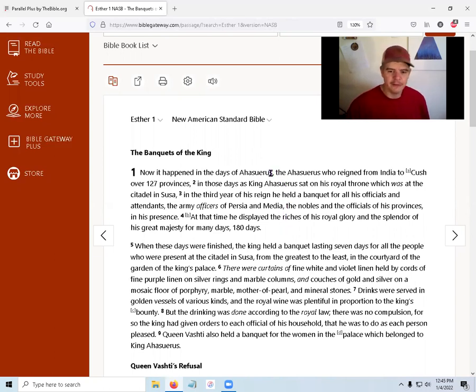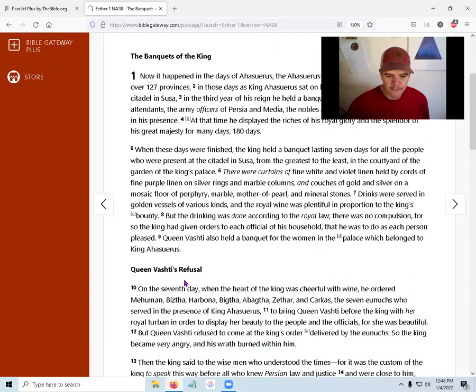Ahasuerus? Bob. Okay. At the time, he displayed the riches of his royal glory. Look at this. The third year of his reign, he held a banquet for all his officials, the officials of his provinces, 180 days, the riches of his royal glory. Fine purple linen, silver rings, marble columns, couches of gold. That would be uncomfortable, a couch made of gold. I don't know, maybe it's not actually made of gold. They held a banquet, and on the last one, 7 days at the very end of it, drinking was done according to the royal law, and the heart of the king was cheerful with wine.